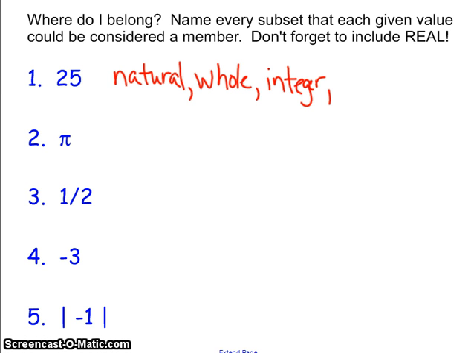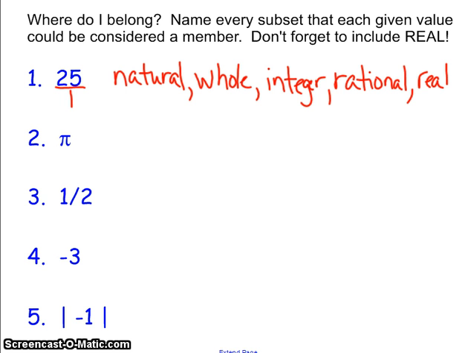Rational numbers. Rational numbers are fractions and decimals. Well, I can make the number 25 into a fraction very easily. I can put it over 1. And now that it's in the form of a fraction, I definitely know that it's rational. So 25 is a natural number, it's a whole number, it's an integer, and it's rational. Hopefully you caught that. We forgot. It's also real because everything is real.